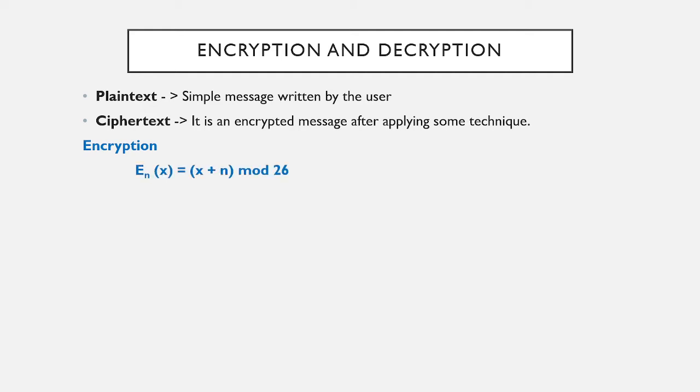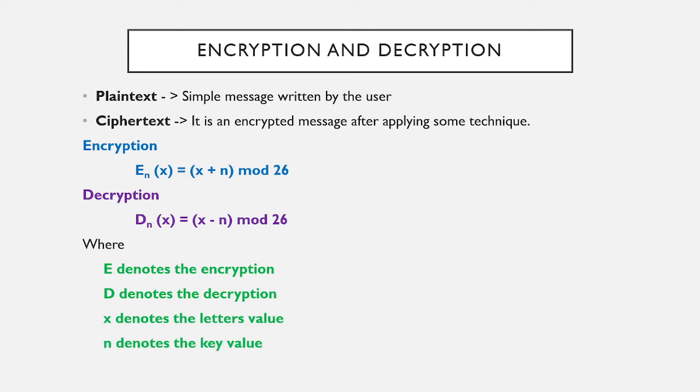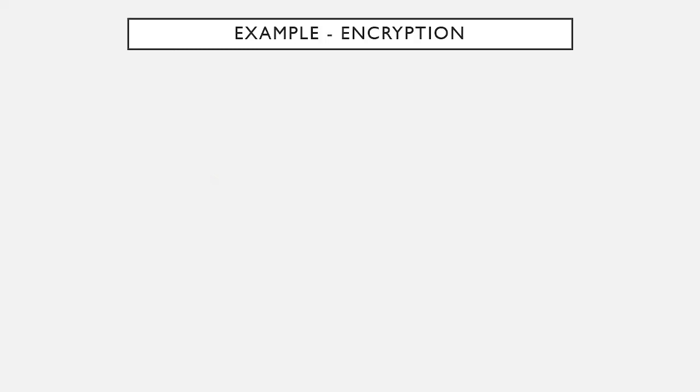The formula for encryption used in Cipher is E(x) = (x + n) mod 26. Here we use modular arithmetic. And the formula for decryption is D(x) = (x - n) mod 26, where E denotes the encryption, D denotes the decryption, x denotes the letter's value, and n denotes the key value. Now we shall see the example for encryption and decryption.